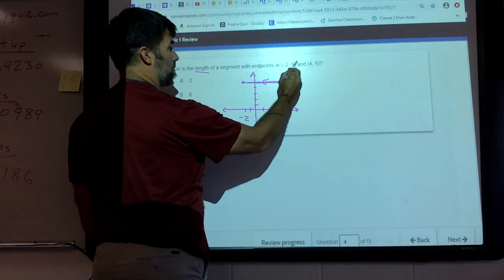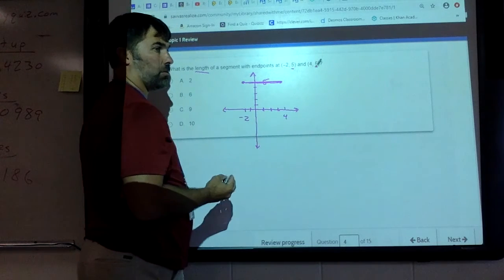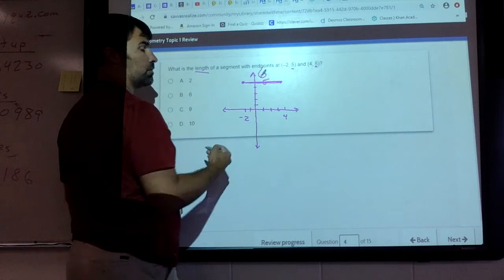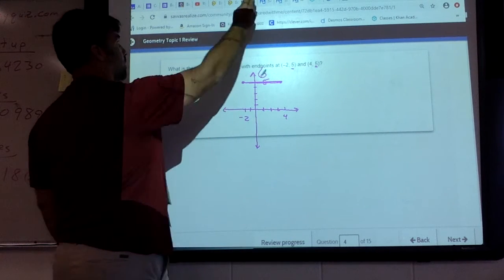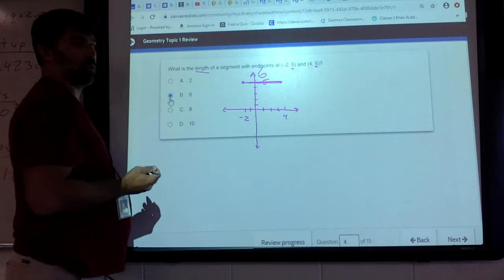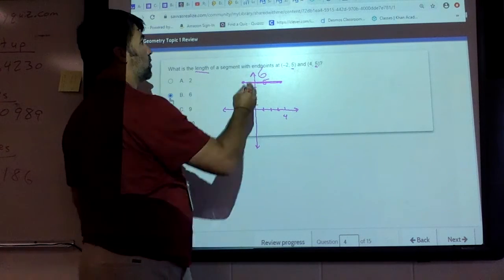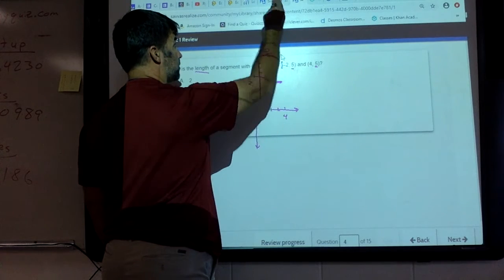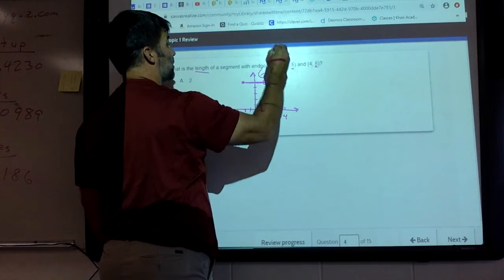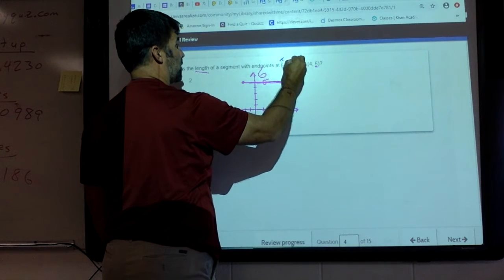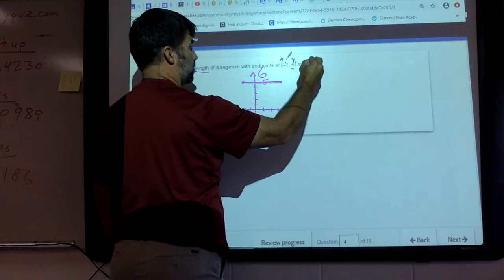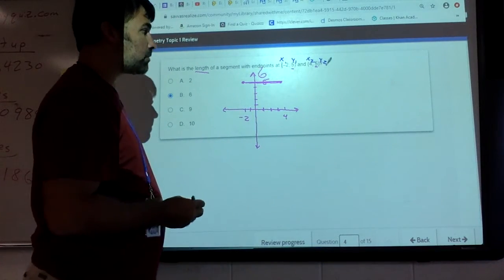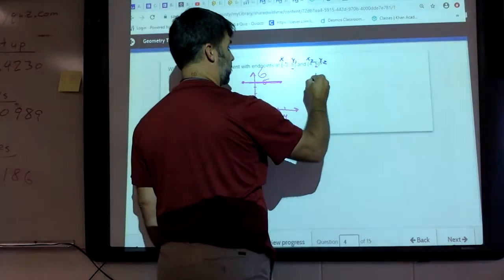Okay, and the key is both of these have the same y value. Or you just count from negative 2 to 4. So that length is going to be 6. Okay? Now, if you don't recognize that, that's fine. That's okay. We're just going to do x1, y1, and this is 0.2. So 4 is going to be x2, and 5 is going to be y2. Then we're going to put it in the distance formula.